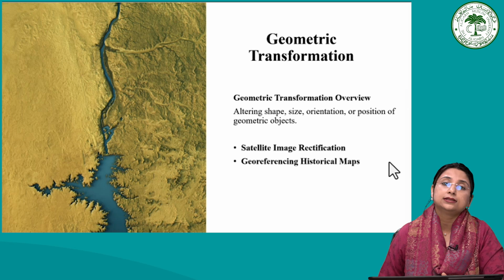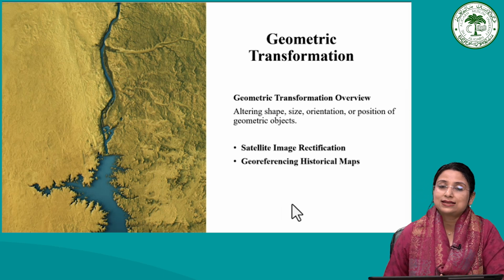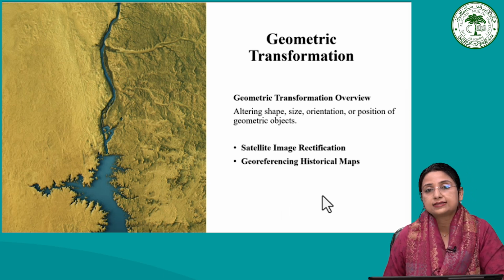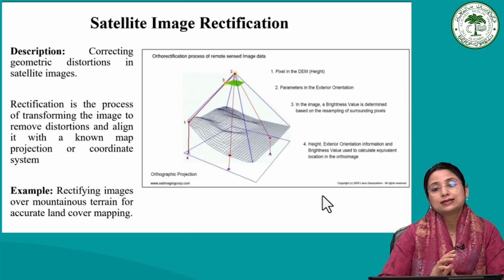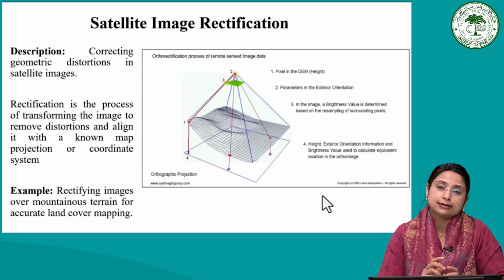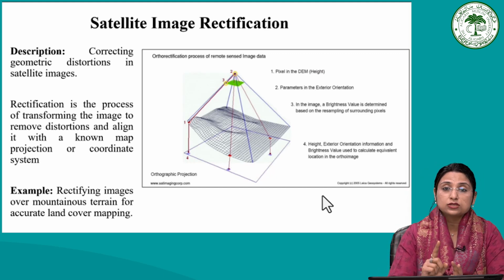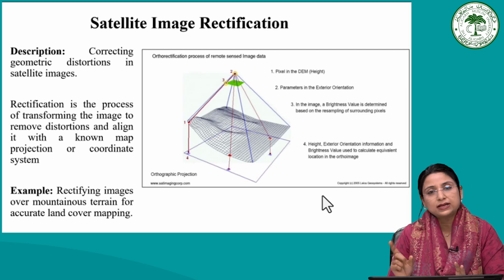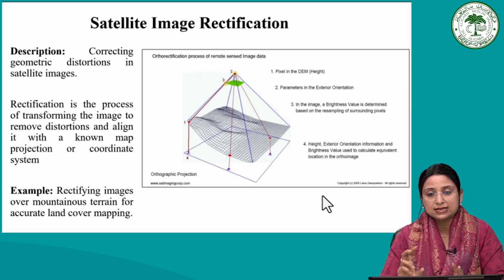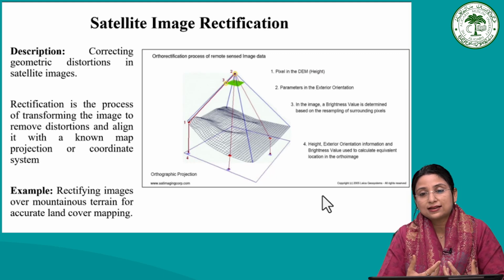If we take a real world example, here we are going to explain this geometric transformation with satellite image rectification and with georeferencing historical maps. If we talk about satellite image rectification, satellite images often suffer from different types of geometric distortion. Students, be clear about this. When I'm talking about geometric transformation, it simply means some sort of change in shape, size, orientation or position of spatial data sets. So here also, we generally get satellite images having different types of geometric distortion.